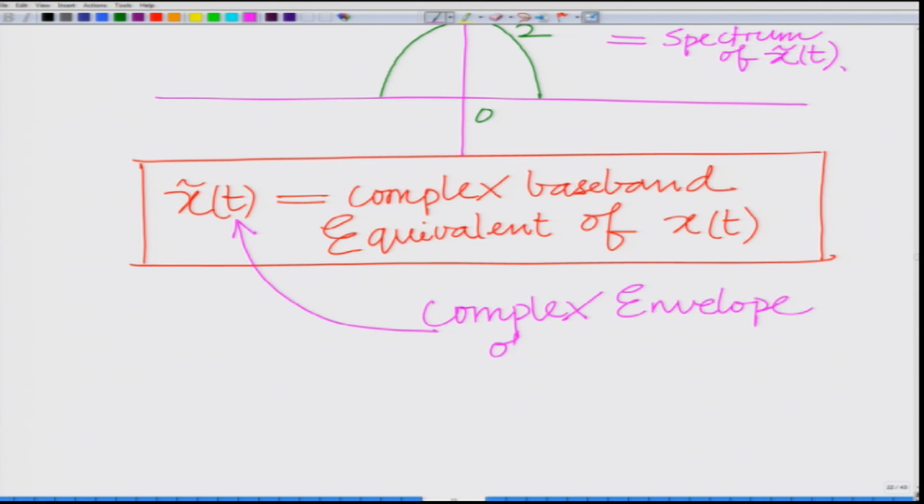So, we have seen the complex pre-envelope, that is x t plus j times x hat of t. If you multiply that by e to the power of minus j 2 pi f c t, where f c is the carrier frequency, we will get the complex envelope, that is, shifted to 0 frequency, also the complex baseband equivalent of x t. So, the x tilde t is the complex envelope. And why is this known as the complex envelope?